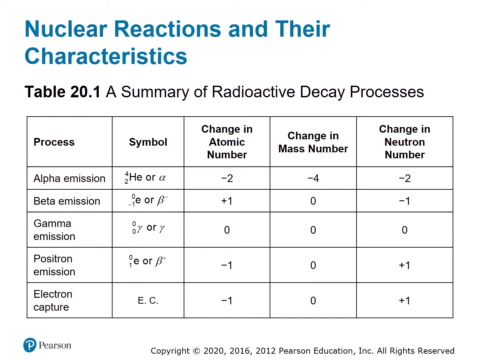The next type of decay is known as positron emission. A positron is actually an antimatter particle that has the same characteristics as an electron, but with a positive charge instead of a negative charge. So it effectively has a mass number of 0 still, but a quote-unquote atomic number of +1. Because a positron is just an anti-electron, it's sometimes known as a beta plus particle.